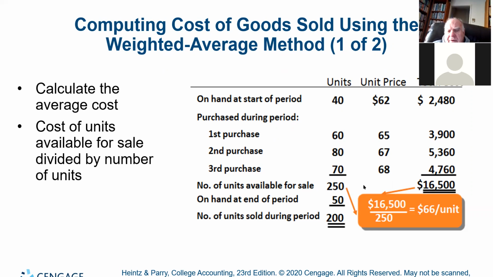All you do, Carrie, to get the average cost is divide horizontally. 16,500 divided by 250 equals 66. And then you multiply 66 times whatever is in the inventory and 66 times the units you sold, okay?